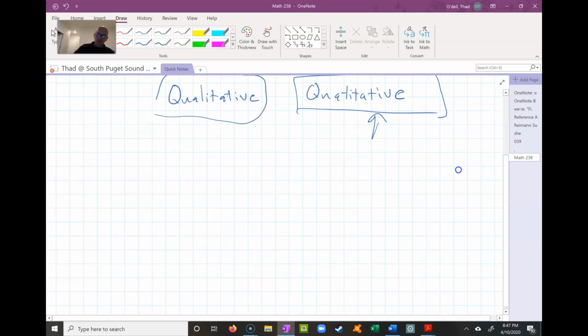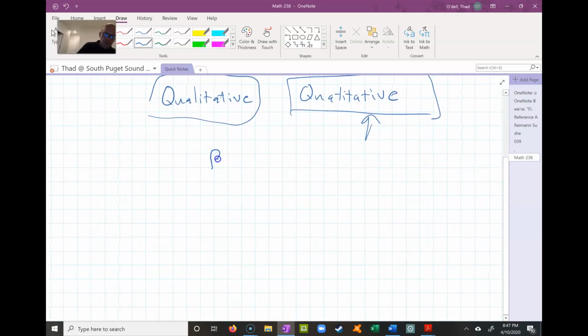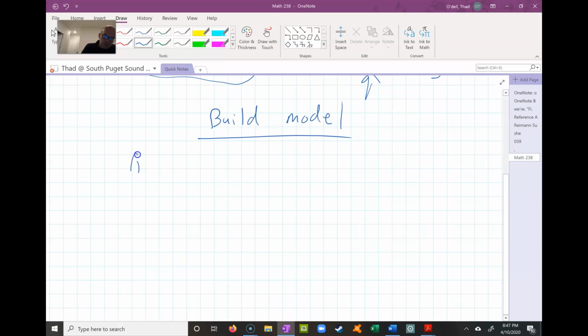So, things to think about when you're building a model. When you're trying to build a model, and these are again just some general ideas as we move into the course, there's really kind of a three-step process. The first step is to clearly state assumptions.